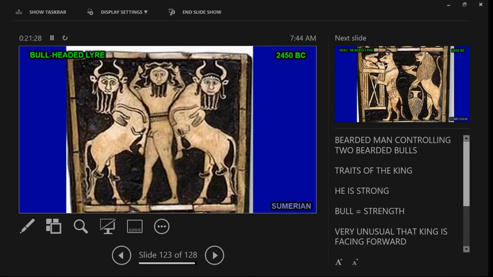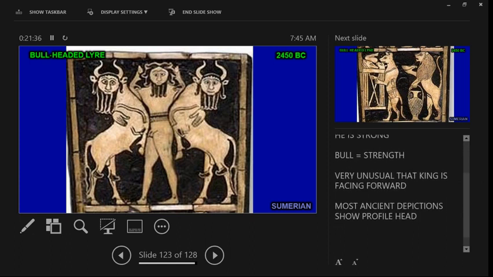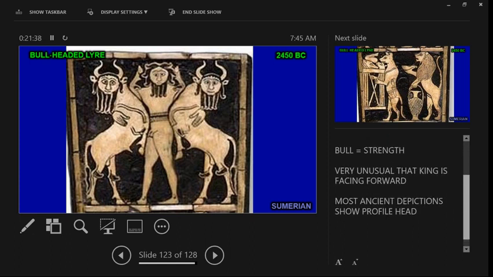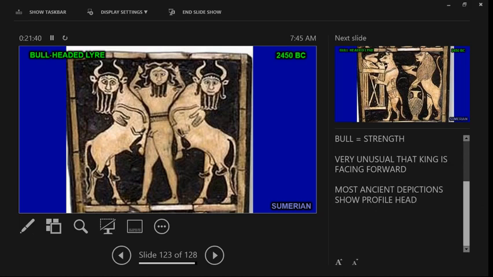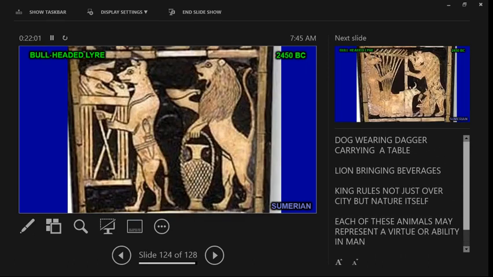But this is an image of a bearded man controlling 2 bearded bulls. So this is the traits of the king. This says the king is strong. Like I said, bull is a symbol of strength. It's unusual to have a forward facing portrait or a face. Most ancient depictions of heads are a profile depiction. All right, the next one down.